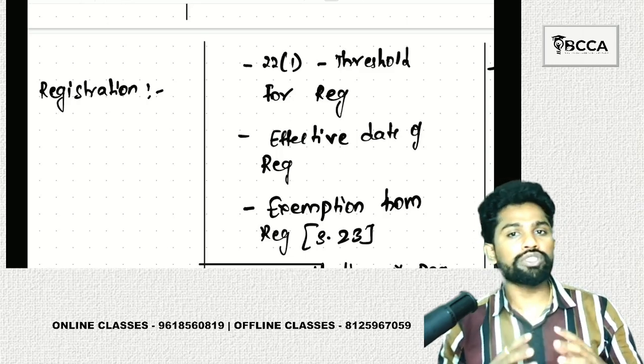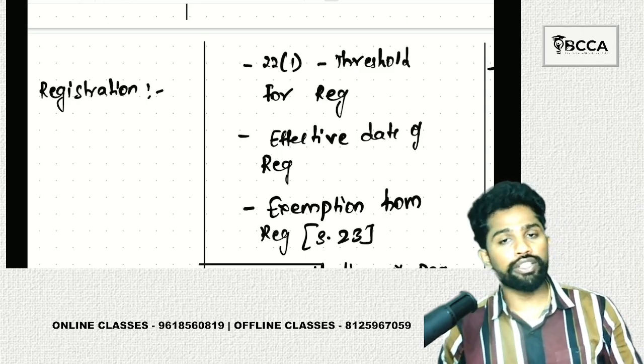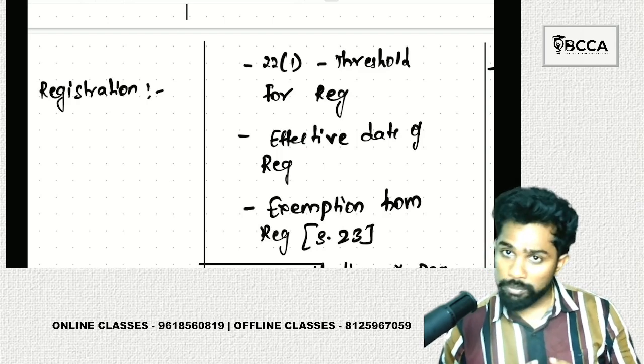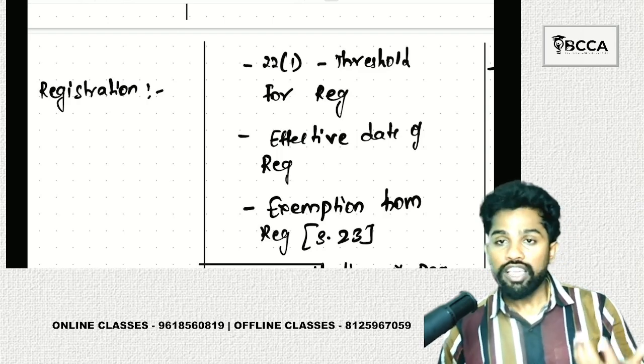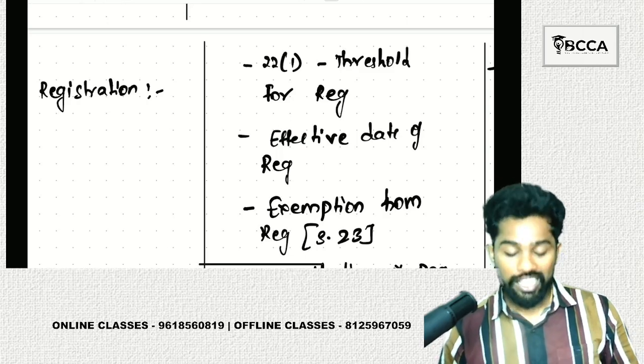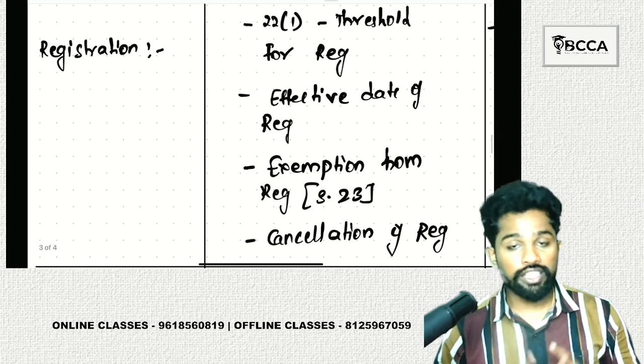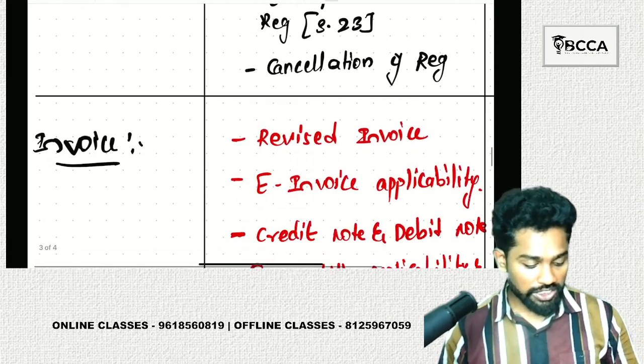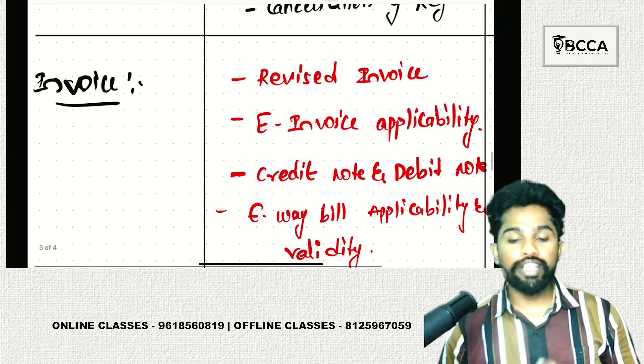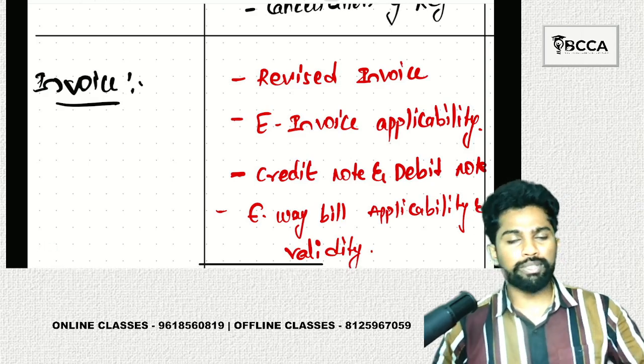90% of the time the questions are picked from the important areas only, so you can take a chance. Threshold limit for registration, section 22 subsection 1, effective date of registration, exemptions from registration under section 23, and cancellation of registration. Then invoice, sir, it is about the revised invoice chapter.